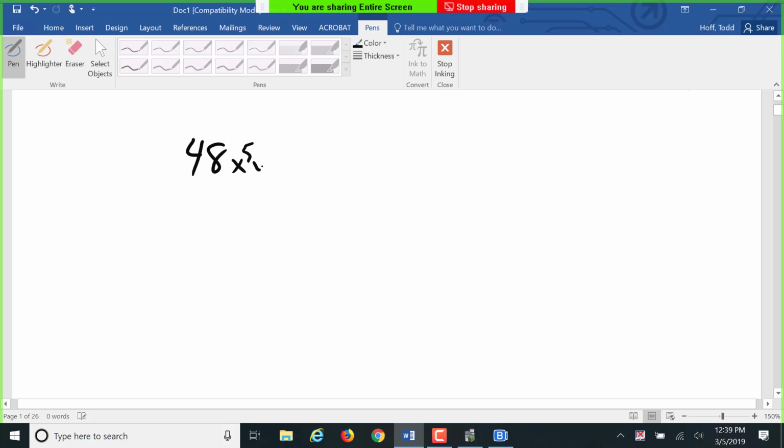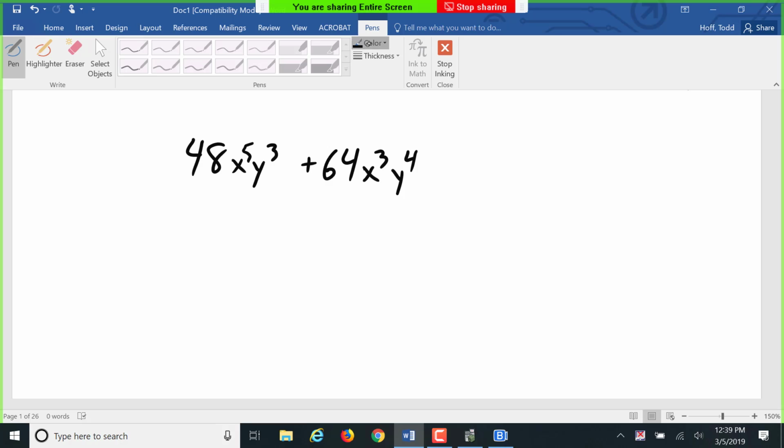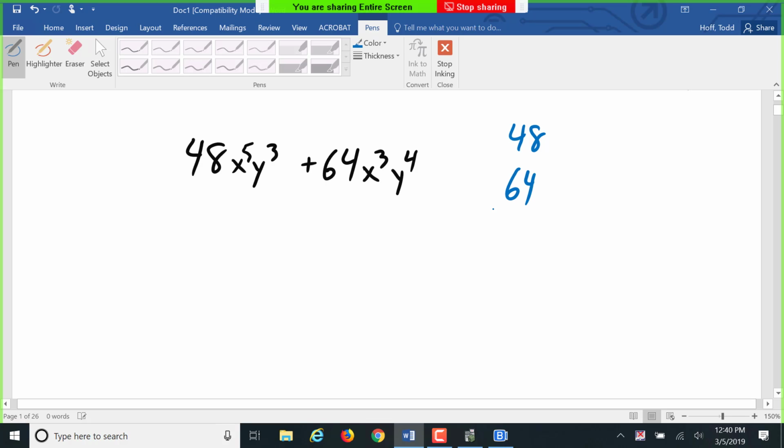48x to the fifth y to the third plus 64x to the third y to the fourth. So we have our numbers 48 and 64. We need to find the greatest common factor. If we are stumped on finding that greatest common factor, what we can do is prime factor each number.